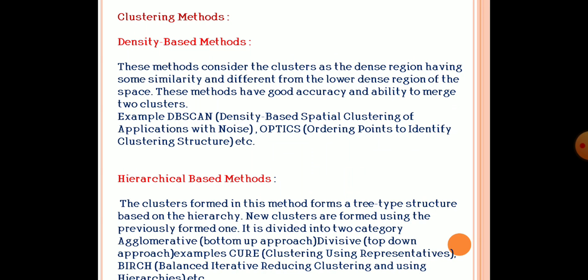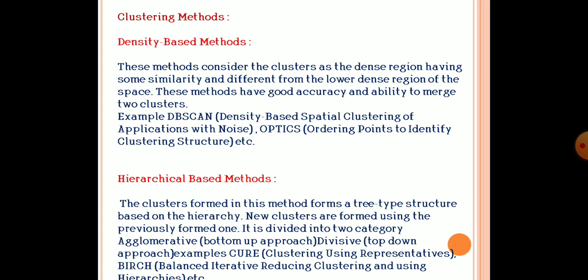Clustering methods. Density based methods. These methods consider the clusters as dense regions having some similarity and different from the lower dense regions of the space. These methods have good accuracy and the ability to merge two clusters. Examples: DBSCAN, OPTICS.